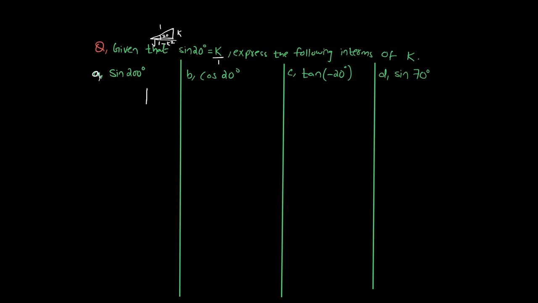So sine 200 degree means that the angle is in the third quadrant. This is angle 200, and you know that this angle is 180, so this angle would be 20 degree.